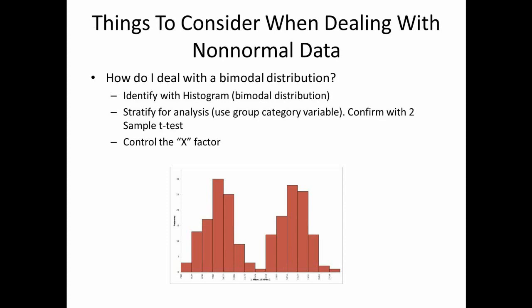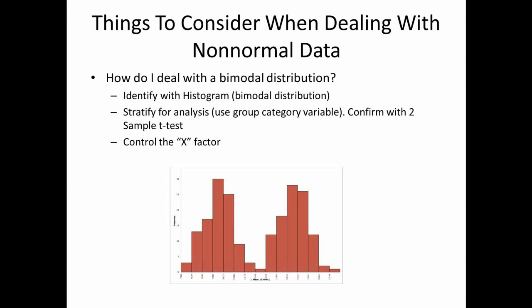What you have is simply there's an X factor. There's something that's going on in the process that's causing the process to change. It could be day shift, night shift, person to person, different raw materials, location to location. Something is going on that is an X factor or a group category variable. And the best approach to deal with that is really to stratify your data.